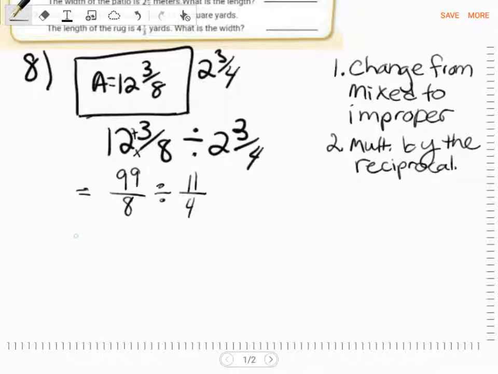I did my first step here. I'm going to do my second step next. I'm going to multiply the first fraction by the reciprocal of the second one. I leave my first fraction alone, change my division to multiplication, and flip my second fraction, which is the same thing as taking the reciprocal. I'm going to flip that 11/4 to be 4/11.